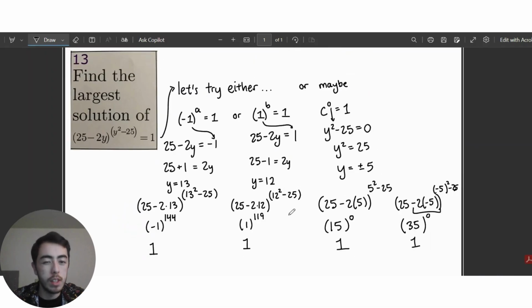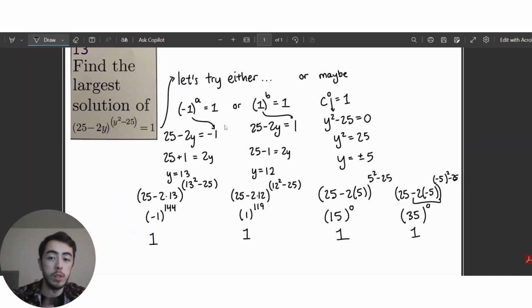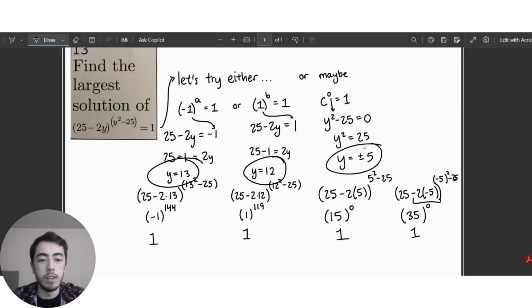So I believe these are all my potential values for y. Either my base was 1, or my exponent was 0. But between 13, 12, and positive or negative 5, this one right here is the winner. This is the largest. So there it is. I found that 13 is the solution, well, one of the solutions, but it is the largest of the solutions.